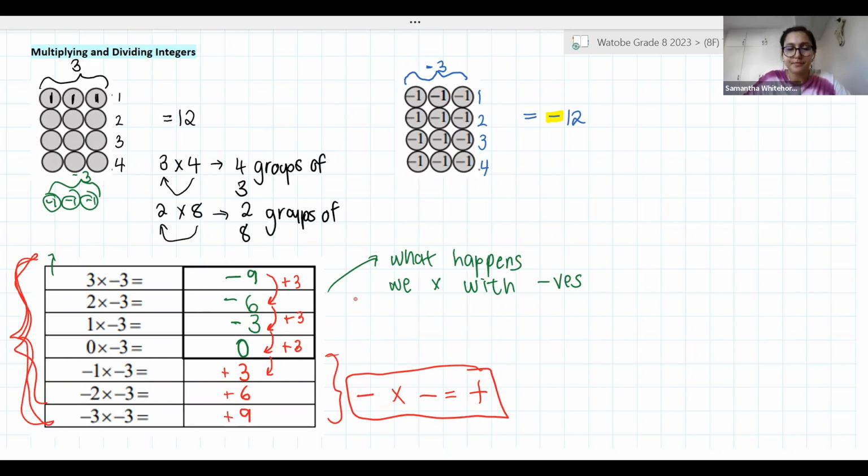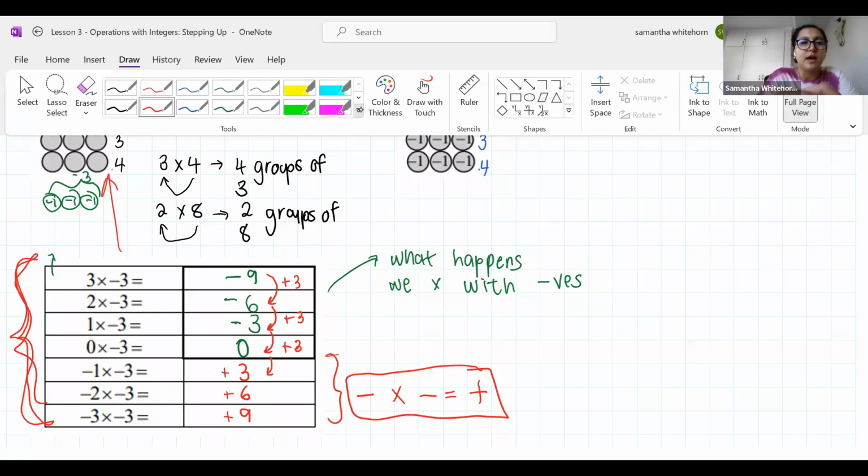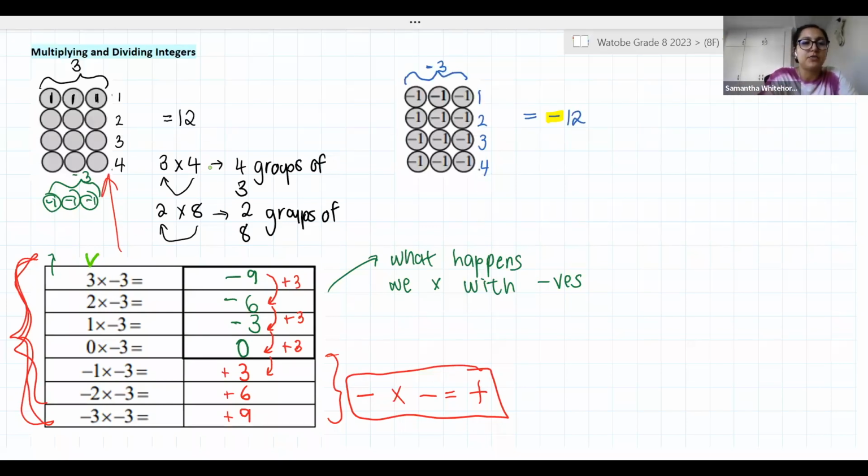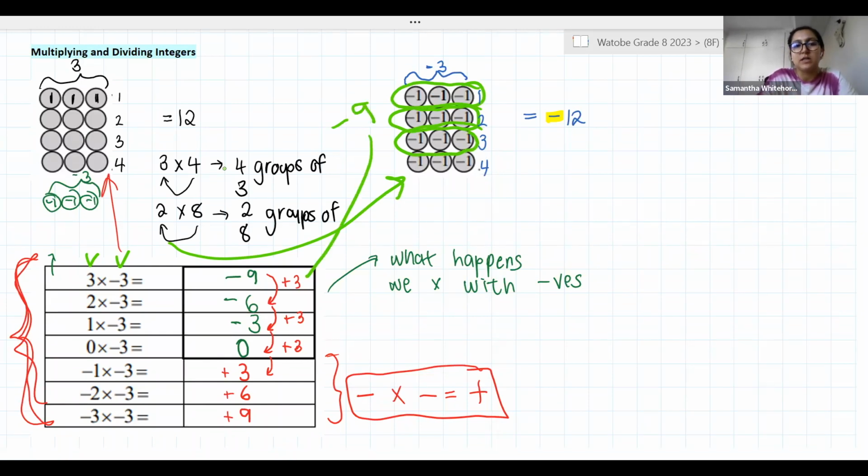Okay, so if we look at the table, essentially I'm using the same idea as what we had in these diagrams up here. So for the first one, I've been told that I'm multiplying 3 groups of -3. So if I move to where my -1s are, I've got 3 groups of -3. And so altogether, if I add all those -1s together, I've got 9 -1s. And so that gave me my answer there.